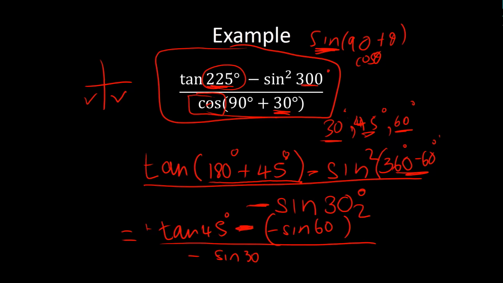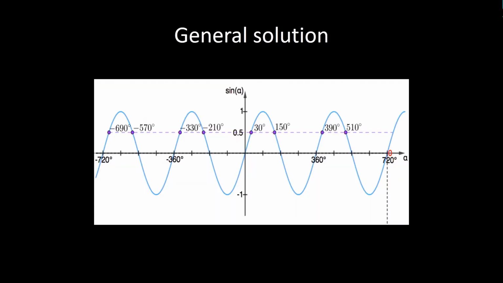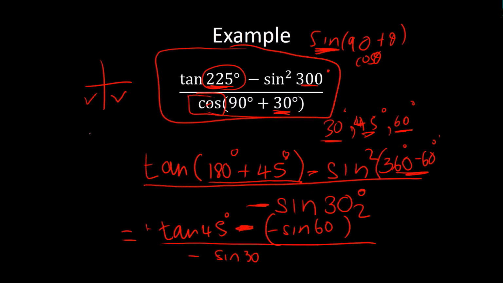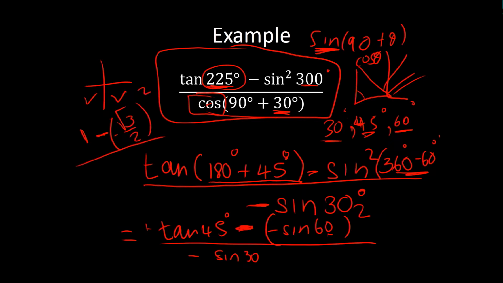Okay, and now you're simply going to put in your special angles. So tan of 45 is 1. Hang on, we're still busy here. So we've got 1 minus negative sine of 60 is root 3 over 2. You can check that on your calculator, but really what you should be using is either your special angle triangles or your diagram with special angles, all right? Sine of 60 is root 3 over 2, and we're going to square that, all over sine of 30, which is a half.